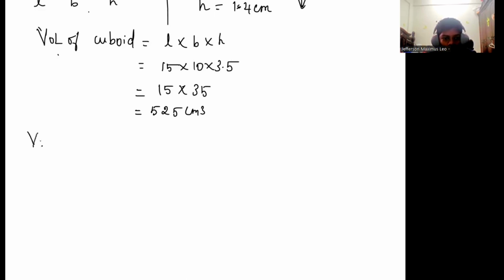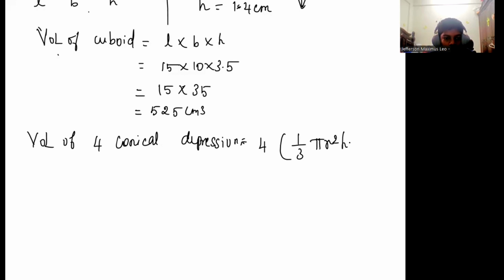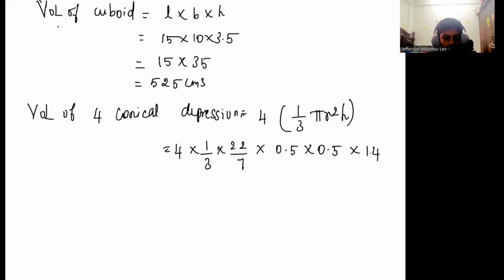Now the volume of the 4 conical depressions. That is equal to 4 times the volume of the cone, 1/3 pi r square h. So 4 times 1/3, pi is replaced by 22/7, r is 0.5 centimeter, 0.5 times 0.5, and height is 1.4. Now do the calculation.